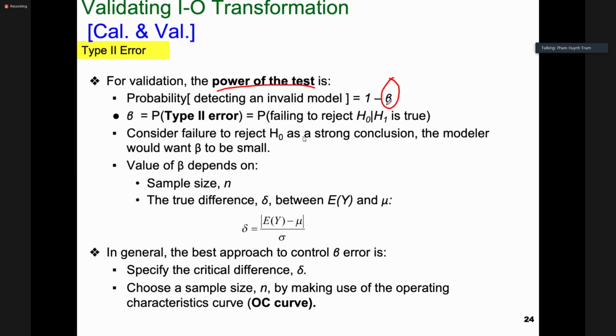We are looking at being able to detect an invalid model and being unable to detect an invalid model. The sum of them is 1. So people can either refer to type 2 error, the probability of type 2 error beta, or refer to the power of the test.